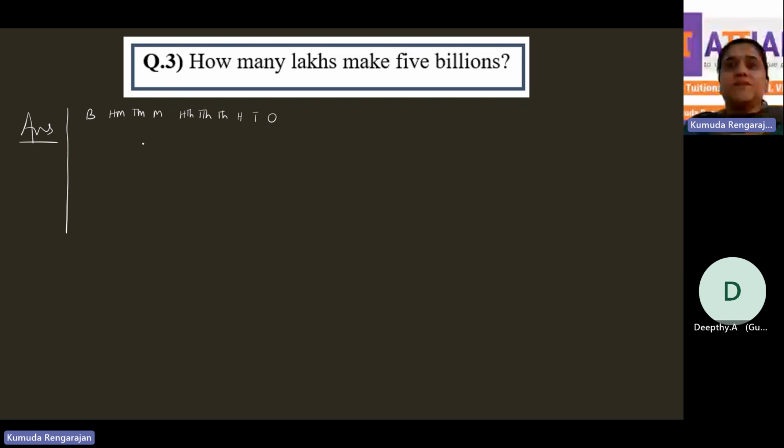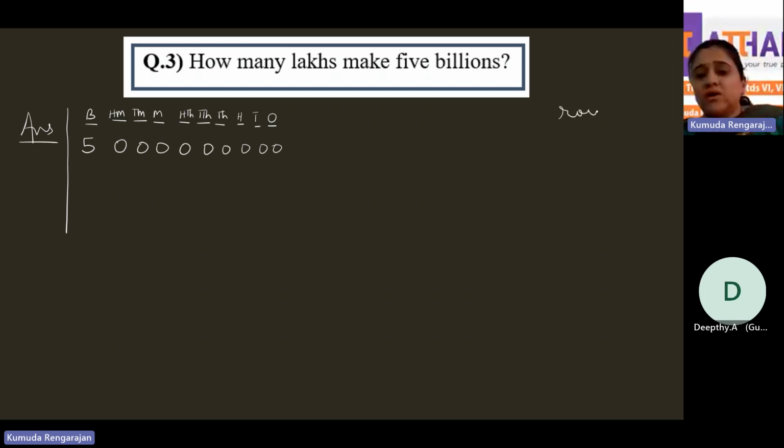So how do we write 5 billions? So see the place value chart. Ones, tens, hundreds, 1,000, 10,000, 100,000, million, 10 million, 100 million, billion. Correct? Now how do you write 5 billions? Under the billions place, write the digit 5 followed by 1, 2, 3, 4, 5, 6, 7, 8, 9 zeros. So this is the numeral for 5 billions. Correct? Now the question is how many lakhs make 5 billion?